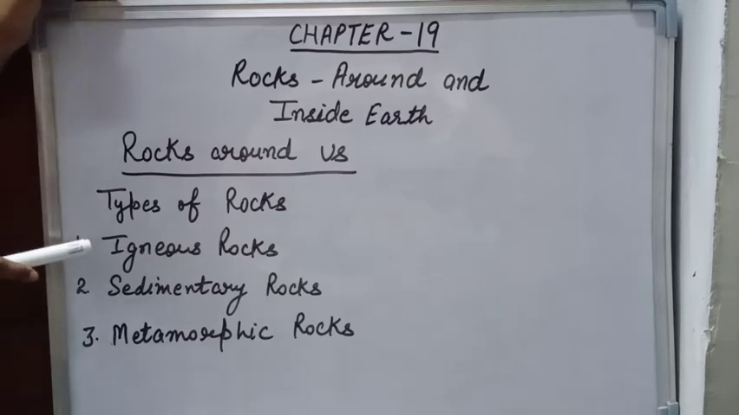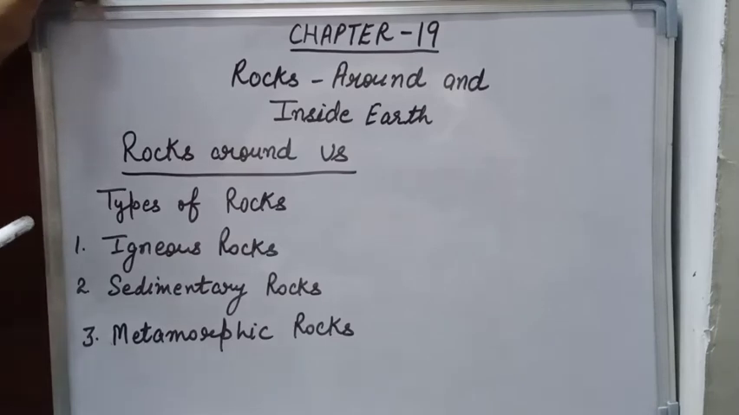Rocks that formed by the rapid cooling of lava on the surface are known as extrusive igneous rocks, like basalt, light and porous pumice stone, and andesite rock found in the Andes are all examples of extrusive igneous rocks.